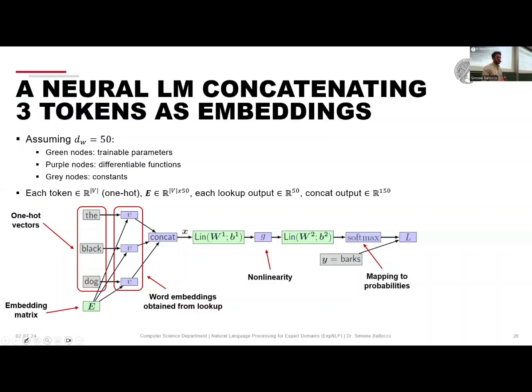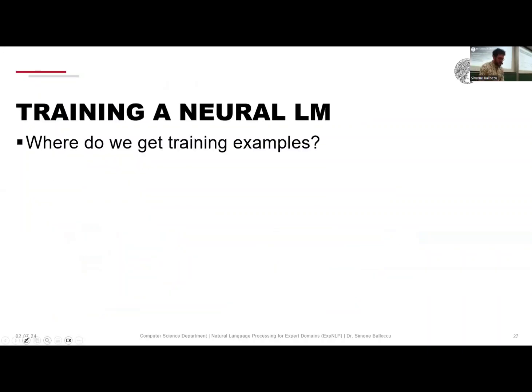Do you see how we expand from the log-linear model? Okay. So we need to train. Now we can train this. You have these matrices, biases, and even the embedding matrix. Where do we get training examples? How do we get the probability of the text?